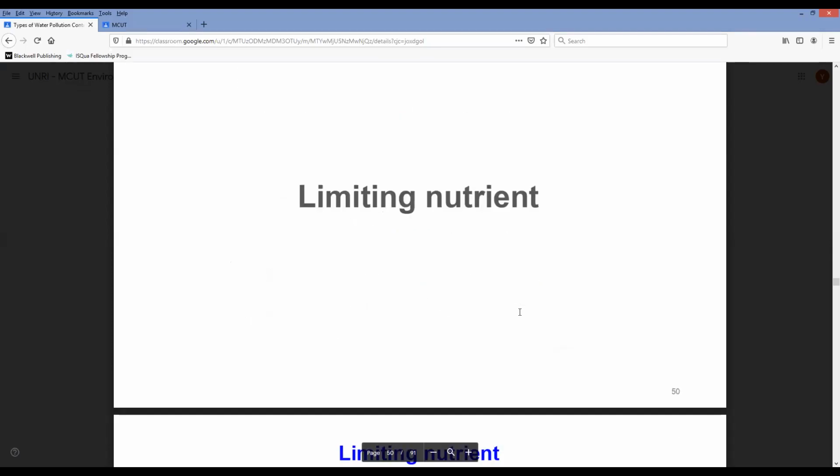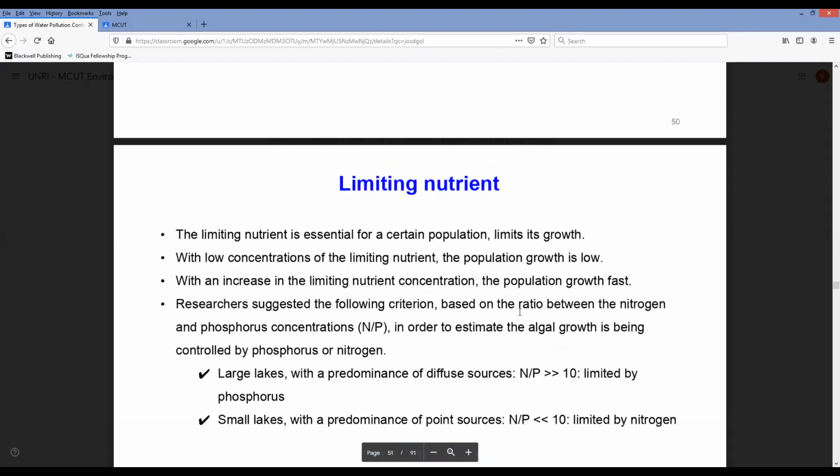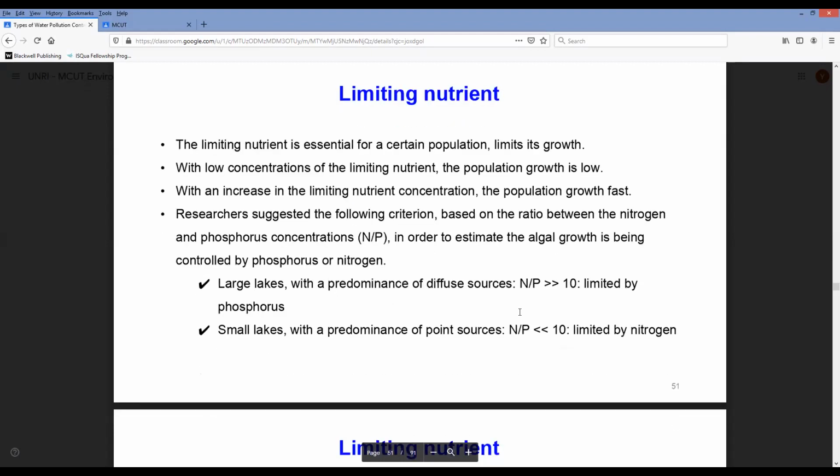And then the next one comes to limiting nutrient. Okay, next. So the limiting nutrient is essential for a certain population. It will limit the growth. With the low concentration of the limiting nutrient, the population growth is very slow. And then with the increase in the limiting nutrient concentration, the population grows fast.